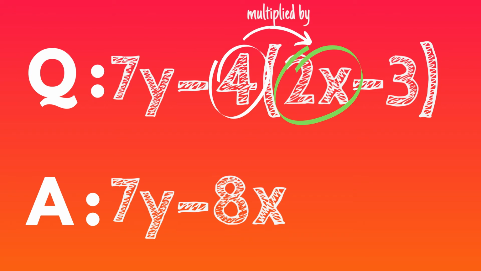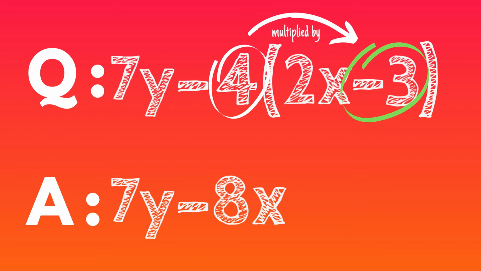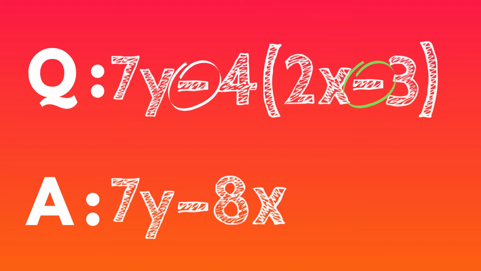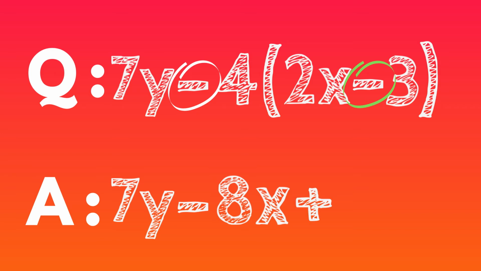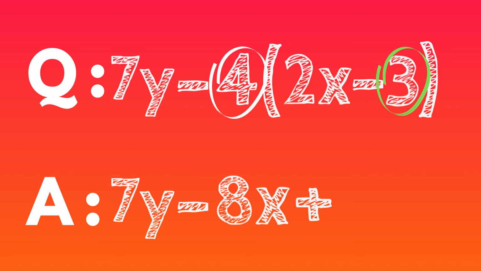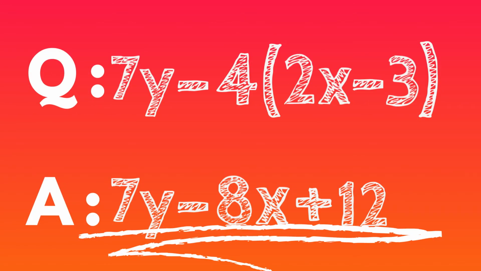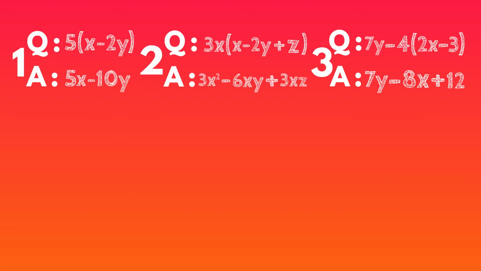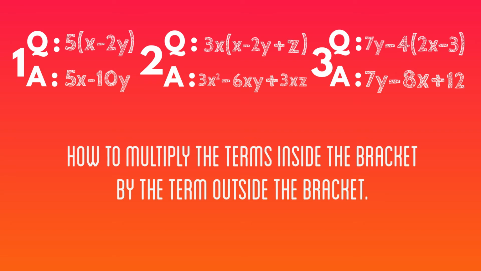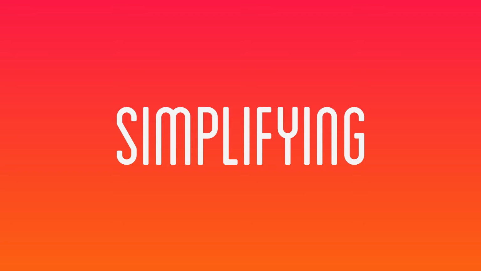Then negative 4 times negative 3, and a negative multiplied by another negative gives us a positive. And then we say 4 multiplied by 3 gives us 12. So the answer to this example is 7y, take away 8x, plus 12. Okay, so examples 1, 2, and 3, we're looking at how to multiply the terms inside the bracket by the term outside the bracket. Okay, now we are looking at simplifying.